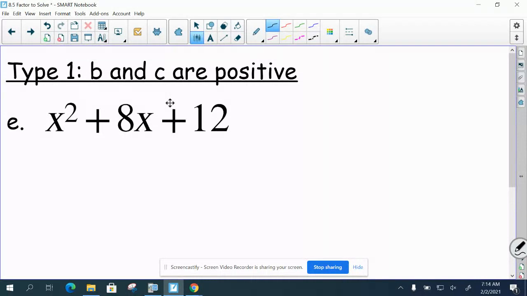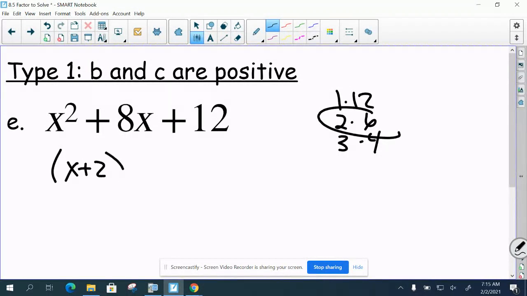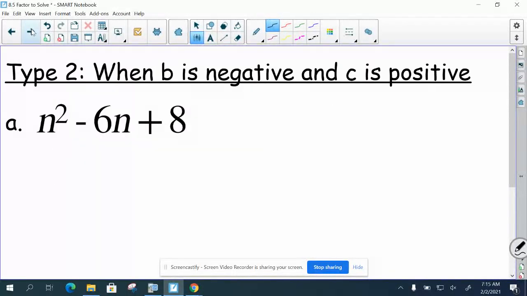For this one, all right, so 12. So there are a lot of factors of 12. There's 1 and 12, 2 and 6, and 3 and 4. So which one of those would combine to get 8? 2 and 6. So we'll do x plus 2 times x plus 6. All right. And notice I'm kind of skipping these ones just because they're similar and I want the video to be shorter.